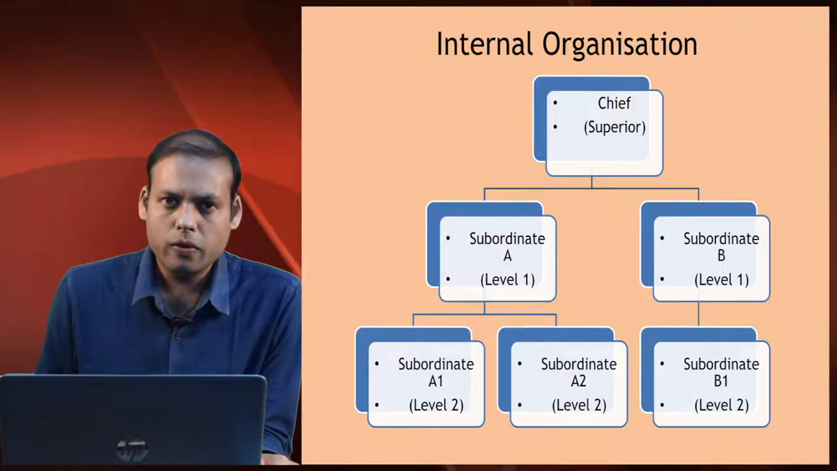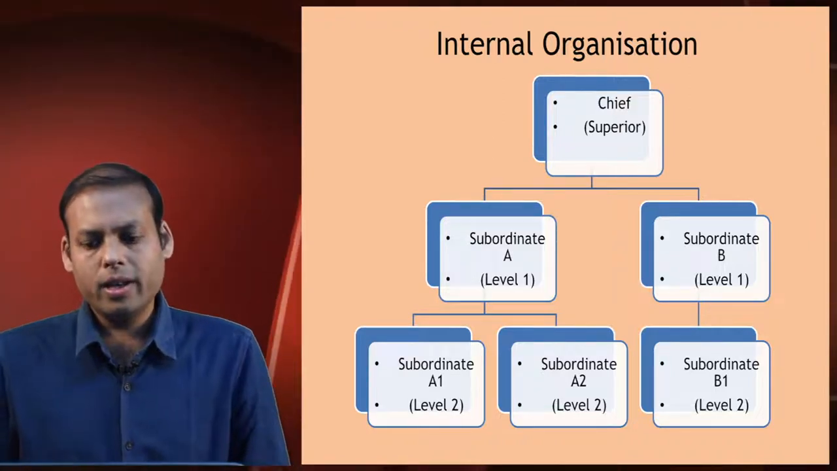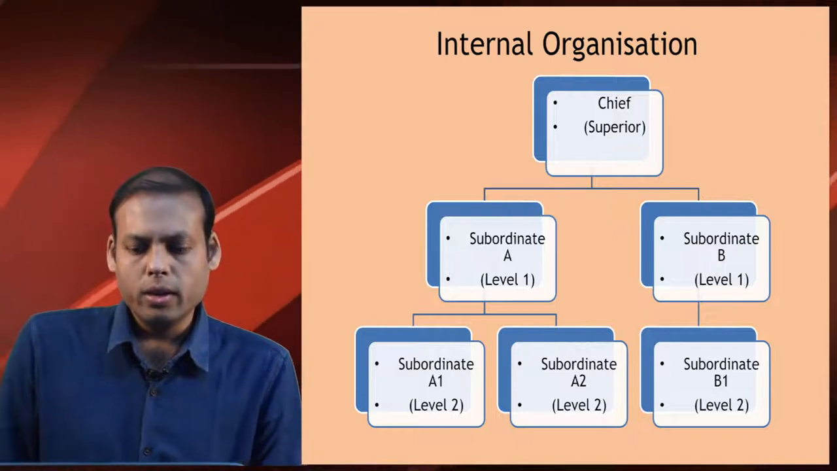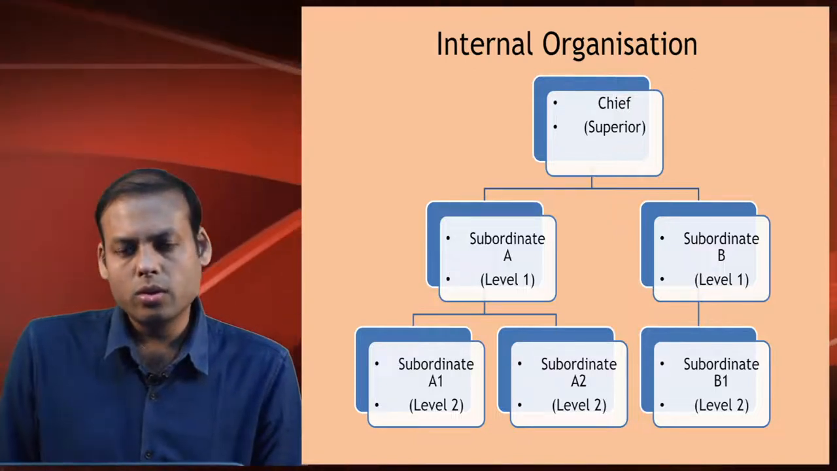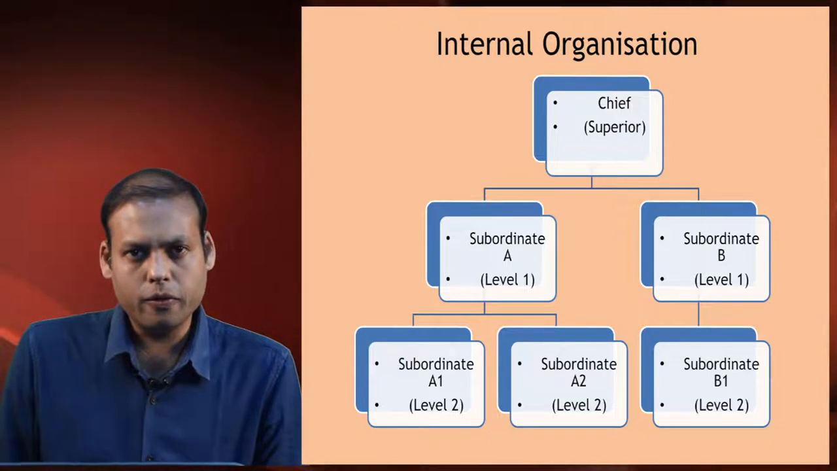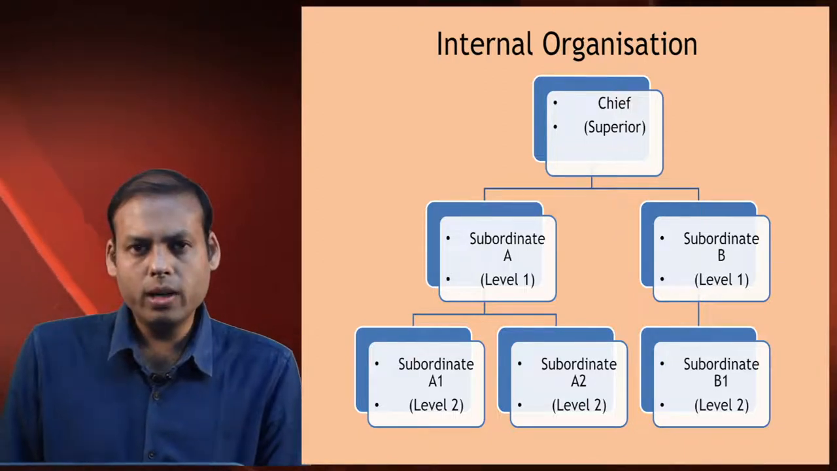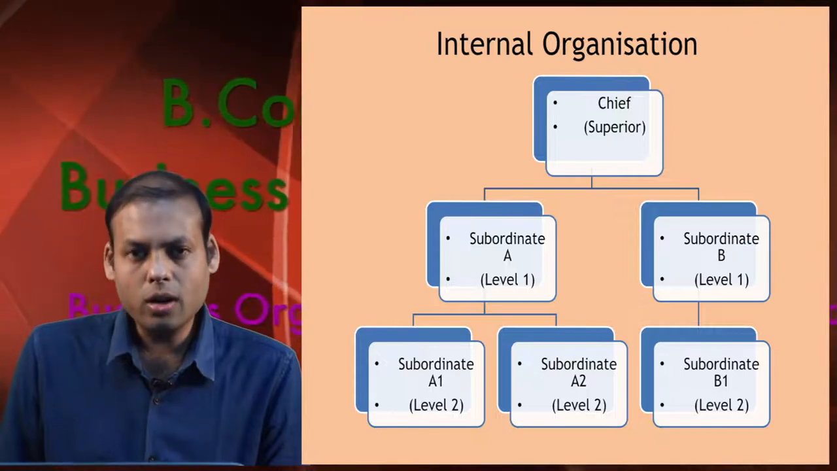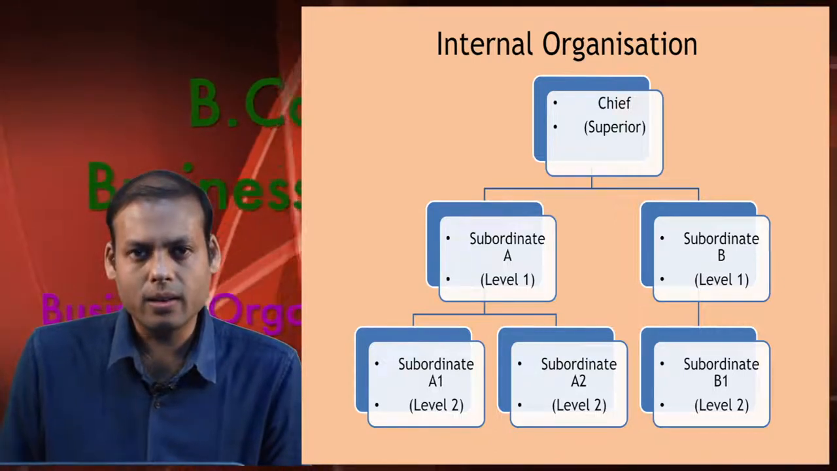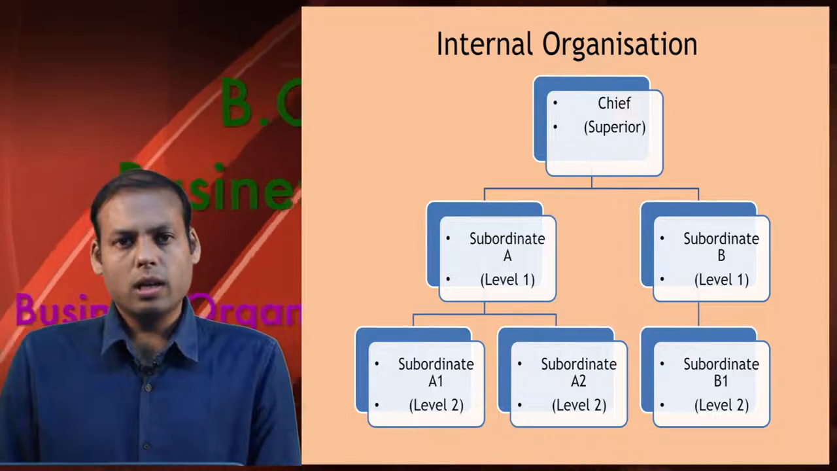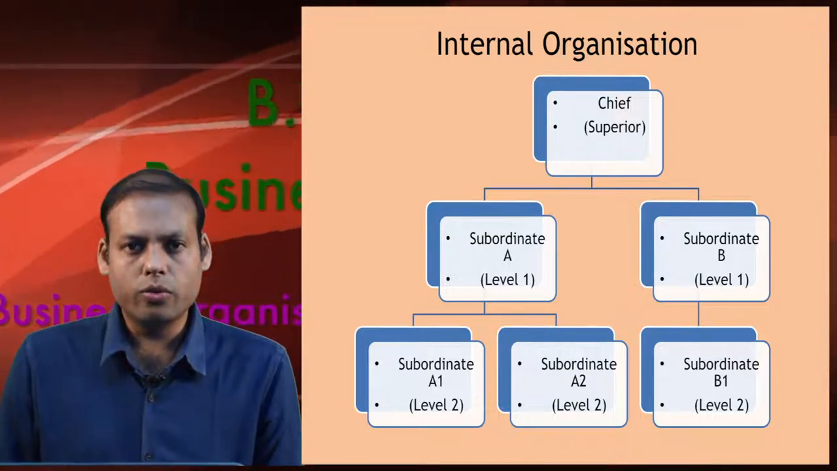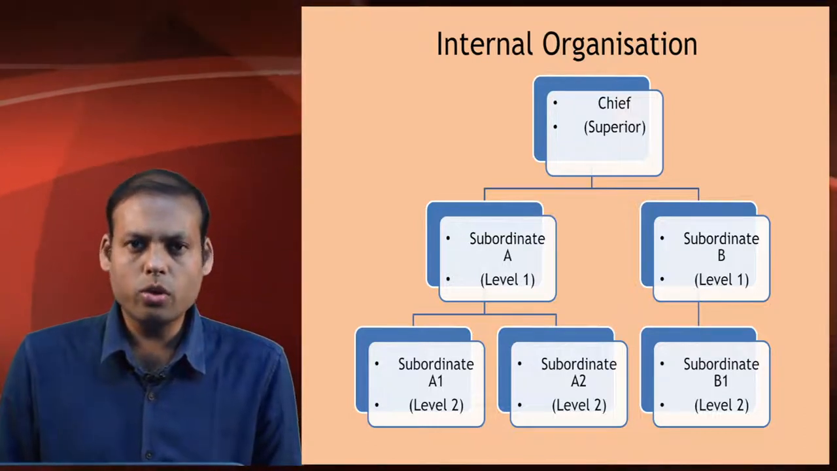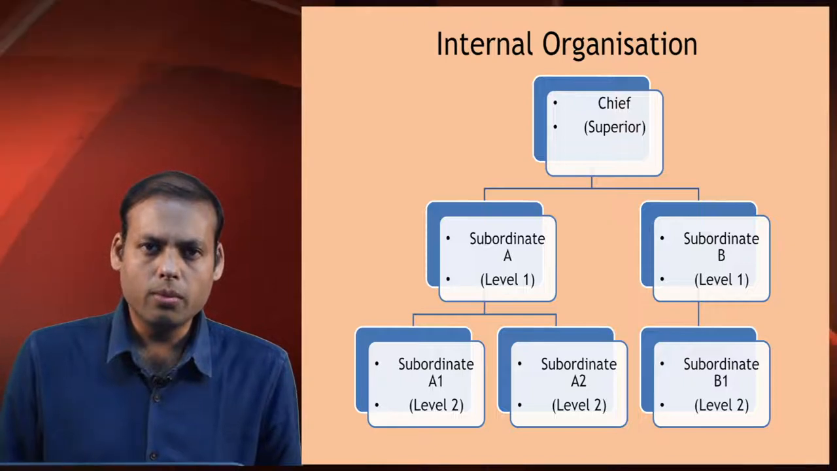the chief. Similarly, subordinate B will communicate to his superior, that is the chief, and subordinate B1 will first communicate to subordinate B, that is the superior of subordinate B1. So, in this way, the communication line will move from the top to bottom or from bottom to top.